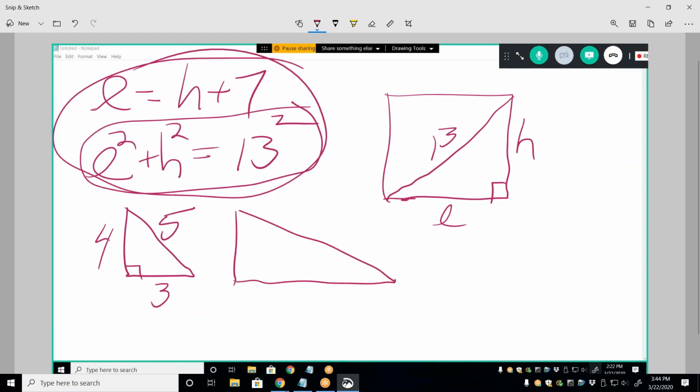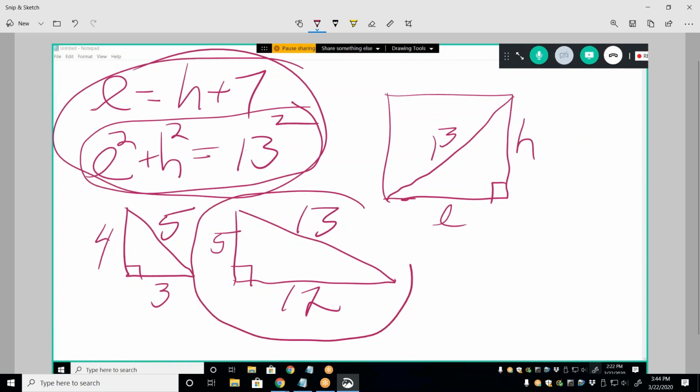These are your minimum two. There are no other ones that are smaller than this. In other words, there is no such thing as a 2, 3, 4 right triangle. There's a 3, 4, 5, and then the next one is a 5, 12, 13. So the moment you hear 13 as a hypotenuse, you should be considering, could the sides be 5 and 12?